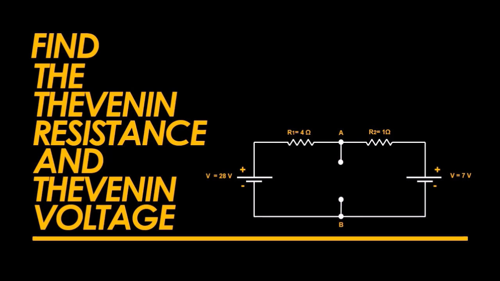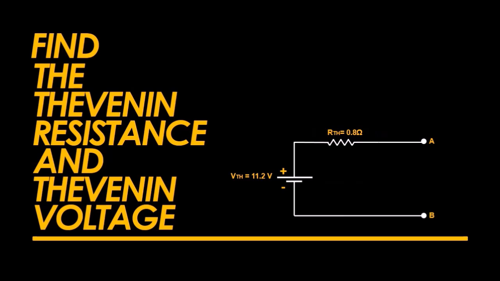Next is to find the Thevenin resistance. First, make a short circuit across the voltage sources. Again, imagine a voltage source at terminal AB. Then solve the circuit with respect to the voltage sources. Since the 4 ohm resistor and the 1 ohm resistor are connected in parallel, the equivalent resistance is 0.8 ohms, which is also now our Thevenin resistance.